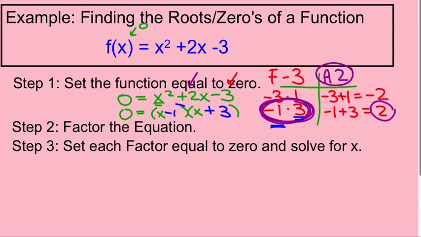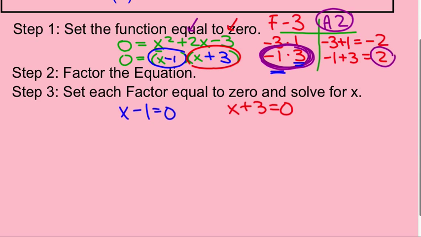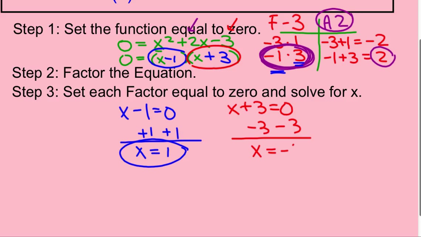So this is considered a factor. And then this is considered a factor. And we solve them for x. So we solve by undoing. So we're going to add 1 to both sides. And we get x equals 1. So one of the zeros is at x equals 1. Then this one we subtract 3. We get x equals negative 3. So we have 2 zeros of the function at x equals 1 and x equals negative 3.